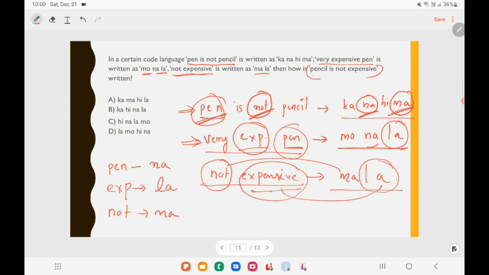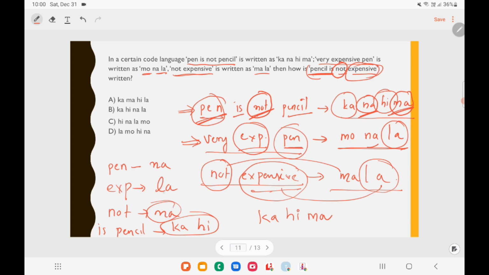So the remaining is "is pencil", which corresponds to ka and hi, right? So ka and hi together corresponds to "is pencil". So what we need to find out? "Pencil is not expensive." We know that "pencil" and "is" together is ka and hi. We got it, right? Then not corresponds to ma, so I am writing ma. Expensive corresponds to la, so I am writing la. So the answer should contain ka, hi, ma and la. So option A is the correct answer.